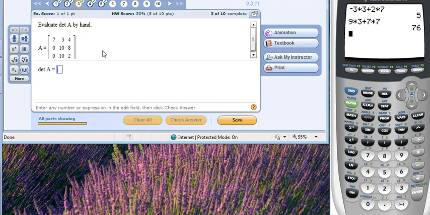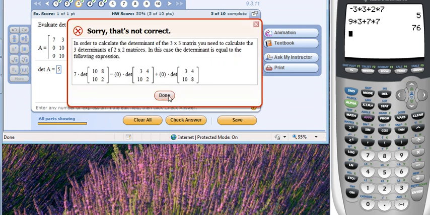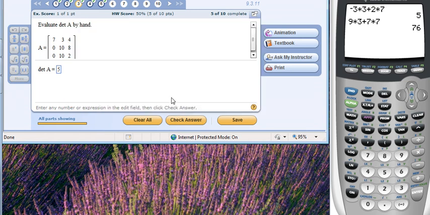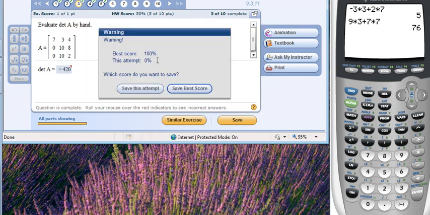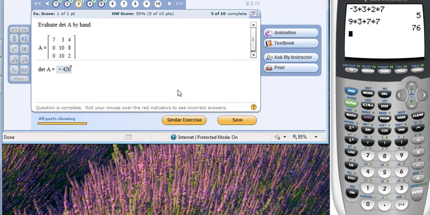Okay? But that's a great way of getting more. Here, let's just put the wrong answer in there. Sorry, that's not correct. Okay, we're going to check it 3 different times. It says, warning, your best attempt was 100% and this attempt is 0, so we want to save the best score. See how it doesn't affect your score up there. And now, let's just say I had to go cook dinner, now I can get another one. And I can keep doing that. It keeps changing the numbers up, so that's a really great way of getting more problems.